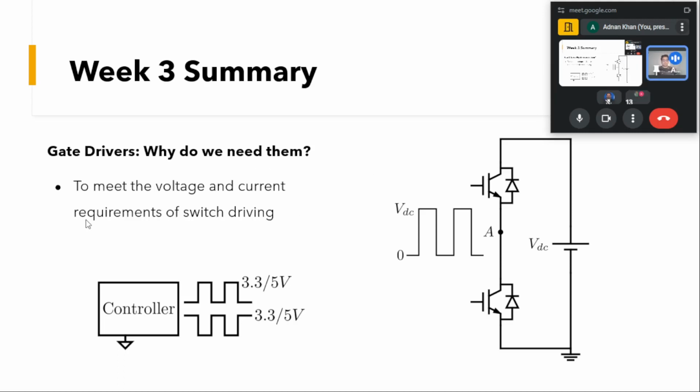As I had discussed, one of the reasons is to meet the voltage and current requirements of driving the switches. The level of the voltage provided by these controllers may not be sufficient to turn on these devices. Also, the currents required at the time of driving the gates are very high, in amps, but the controller may not be able to provide current at these levels. So we need to shift these voltages and currents in order to drive the devices, and for that purpose we need the gate drivers.